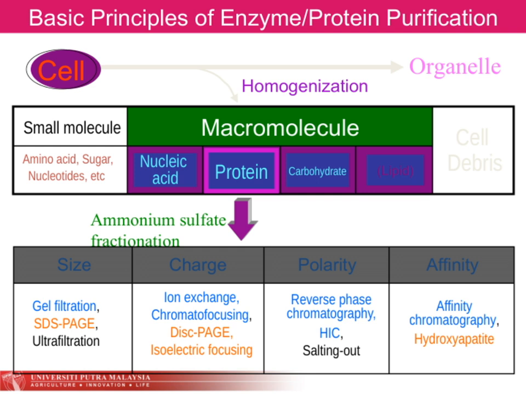Understanding what we are purifying is also essential. Proteins can be separated from other cellular components like cell debris, small molecules such as amino acids, sugars, nucleotides, lipids, carbohydrates, and nucleic acids. These are all considered macromolecules or small molecules that differ in properties like affinity, polarity, charge, and size. Homogenization is the first step, breaking open cells to release their contents, including organelles and proteins. We often use ammonium sulfate fractionation, a classical method that exploits differences in solubility to selectively precipitate proteins.